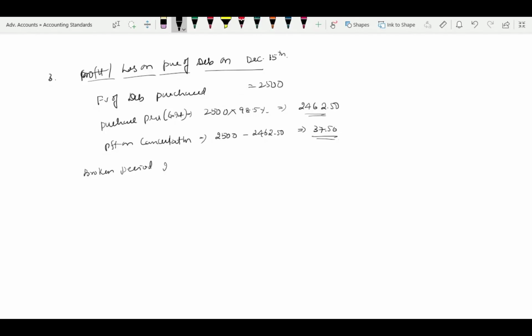So now what is the broken period interest? Broken period interest is equal to 2,500 into, look out, December 31st is the interest due date. I am purchasing on 15th December. That means it is 5.5 months of interest that I am supposed to get. So interest is 6% into 5.5 divided by 12. So 2,500 into 6% into 5.5 divided by 12 amounts to 68.75. This is the interest component.